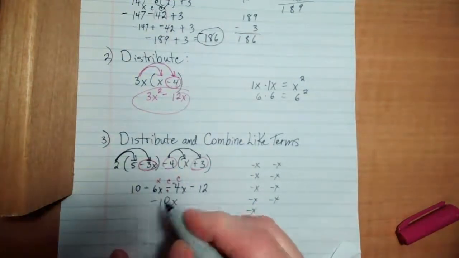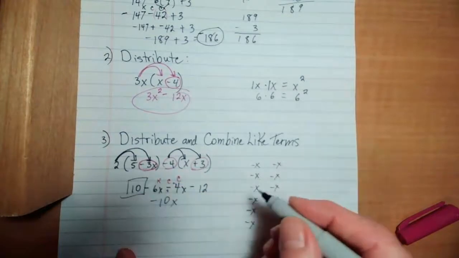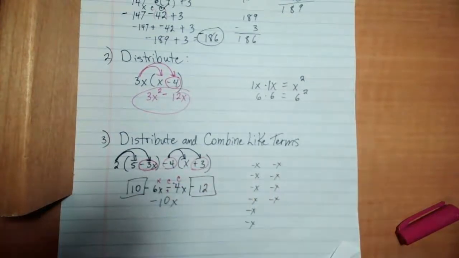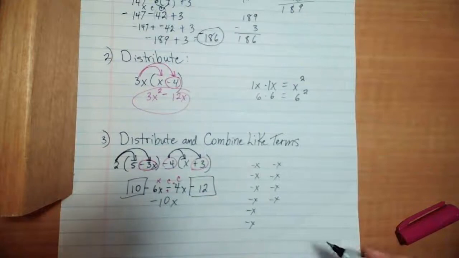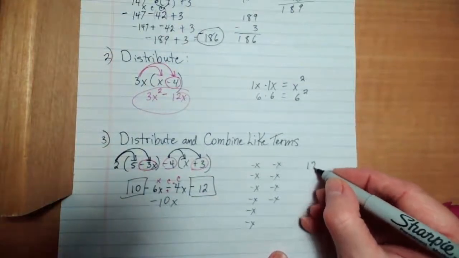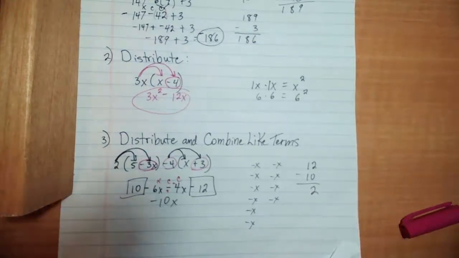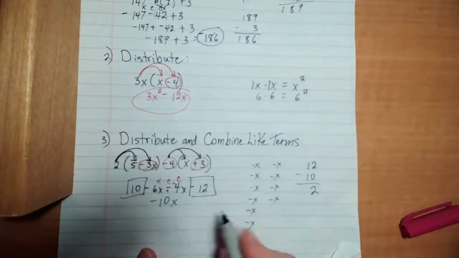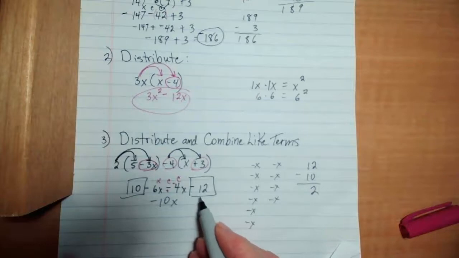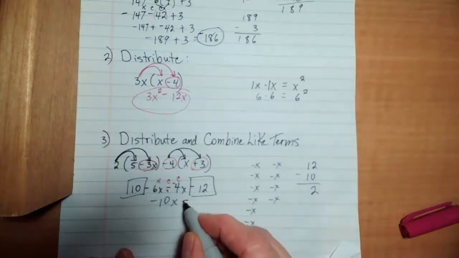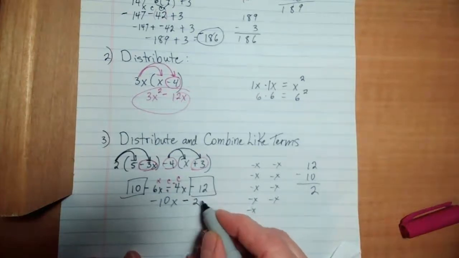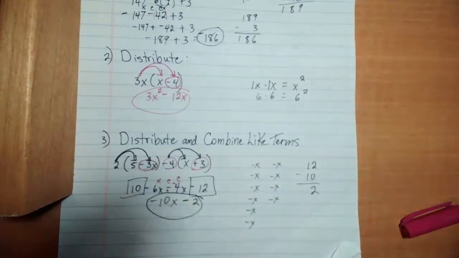And then I have a 10 and a -12. They're both whole numbers, they're like terms. So I'll take my 12 and my 10, I subtract when the signs are different, and I come up with a 2. And since the 12 is the larger, stronger, bigger number, it keeps the sign. So our final answer is -10x minus 2.